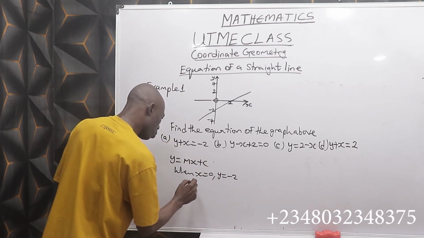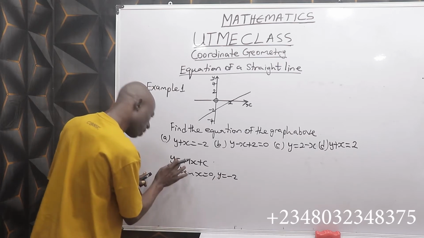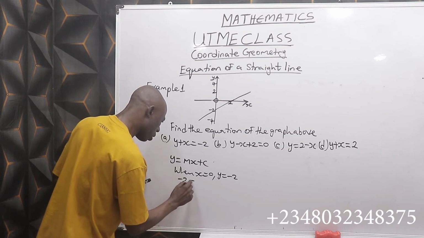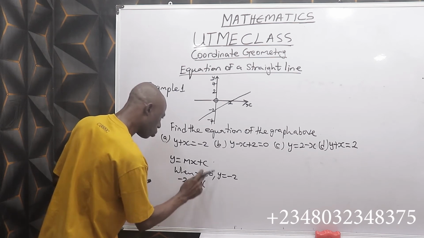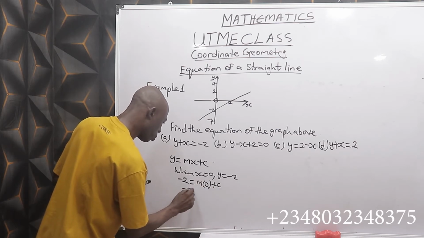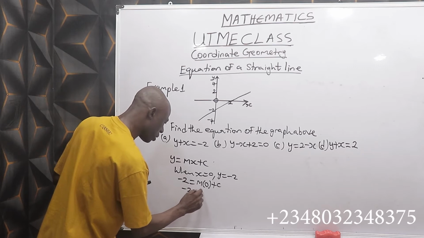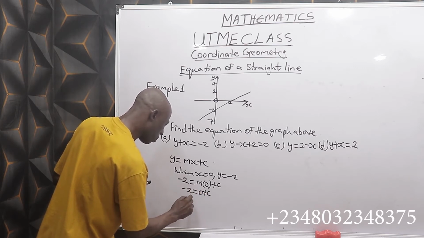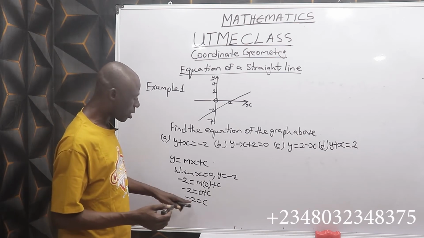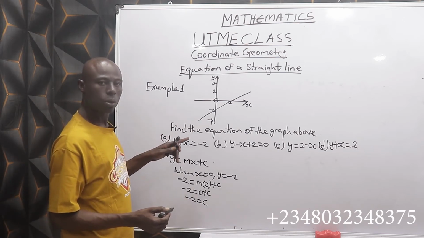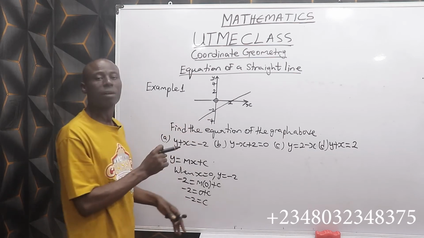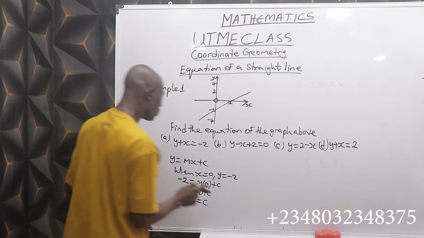And for that, what do we achieve? Let's slot this point into the equation. When y is minus 2, we have minus 2 equals m into x is 0, 0 plus c. Minus 2 equals m times 0 is 0 plus c. So minus 2 equals c. Can you see what I said? The y-intercept is minus 2. You can even obtain it without working this one out, just from the graph, once you know already.